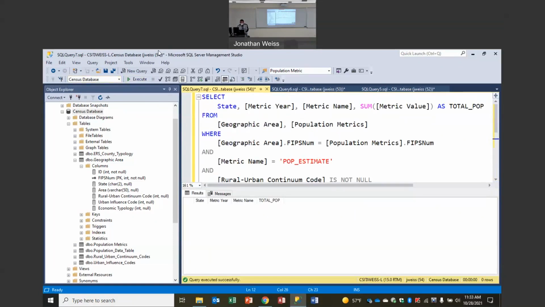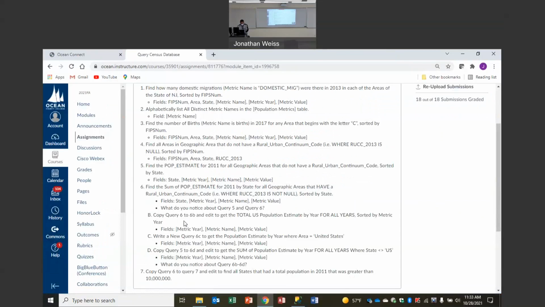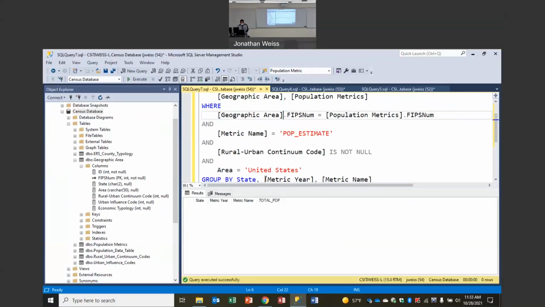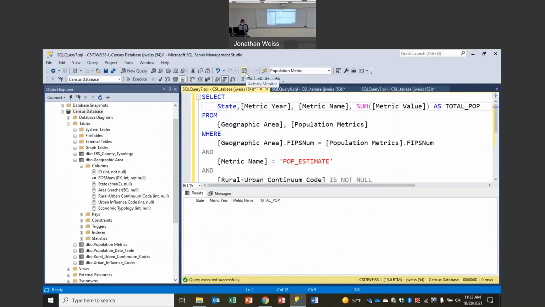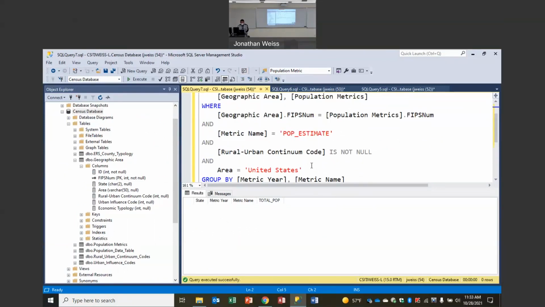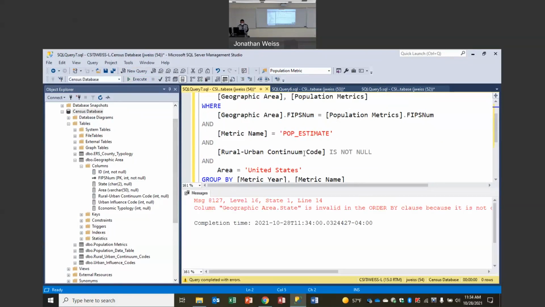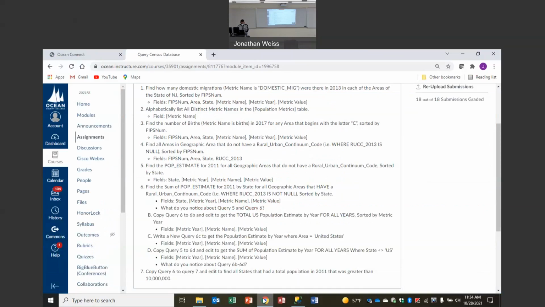Oh, sorry. Let's see what I'm missing here. I got rid of the year. Wait, let me double check the sorted by metric. Oh yeah, I gotta get rid of the state field here. There we go. State field should not be in here. There we go. We ordered by, sorted by metric here.